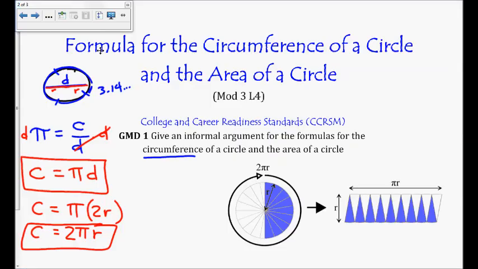And that's it. So this video was about the formula for the circumference of a circle and the area of a circle. Thank you for watching.